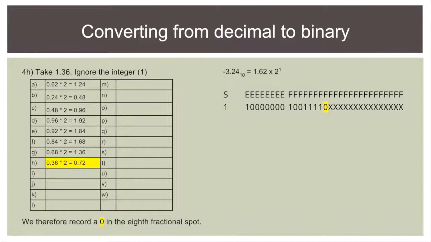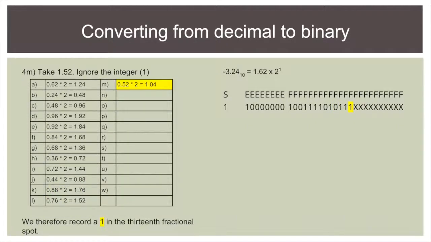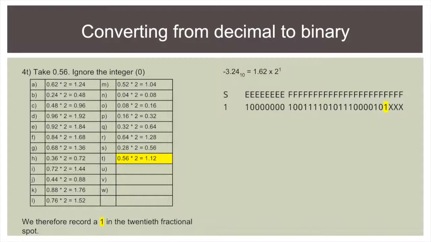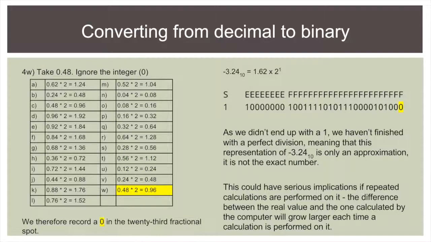I'm not going to read the rest of them out, but I will present them slowly so you can see the answers. So there's that one, and that one, and that one, and that one. And so we write 1 there, and a 1, and a 0, and a 0, and a 0, and a 0, and a 1, and a 0, and a 1, and a 0, and a 0, and a 0.